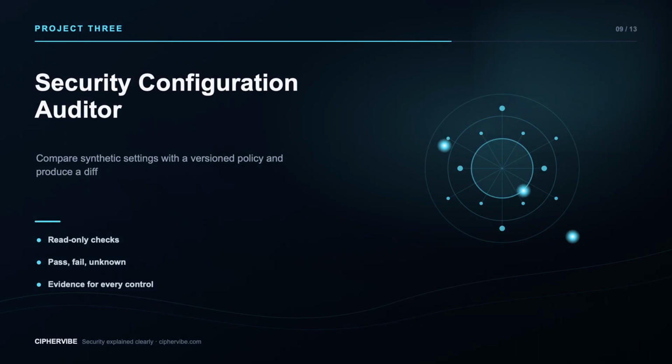Project 3 is a configuration auditor. Use a synthetic JSON file representing settings such as firewall enabled, automatic updates enabled, and minimum log retention. Compare those values with a versioned policy. Return pass, fail, or unknown and explain the evidence. Keeping assessment separate from remediation teaches an important security habit: detect and review before changing state.